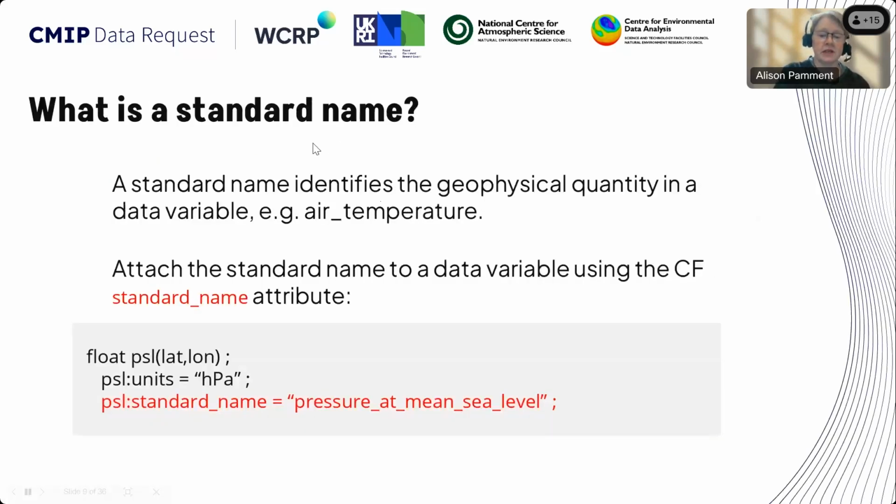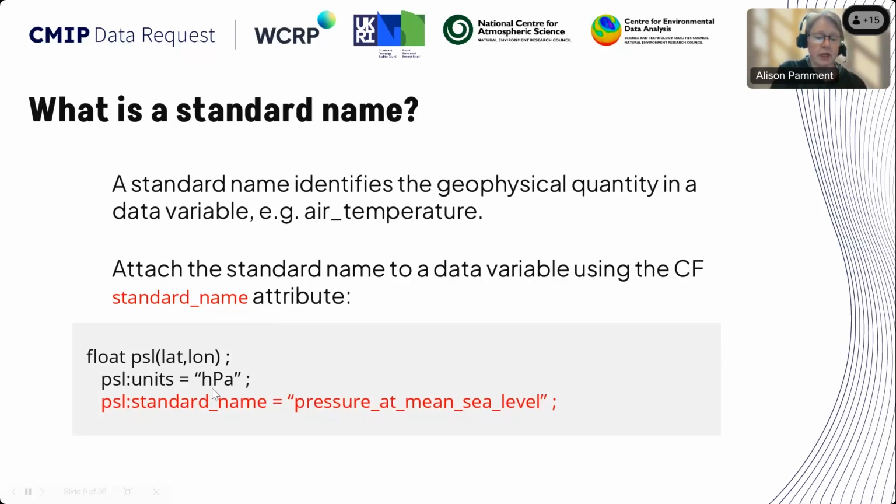Okay, so what is a standard name? Well, essentially it's a string. It's a unique string that is attached to a data variable inside the CF metadata, and it identifies the geophysical quantity. So that's the same thing as the physical parameter in data request parlance.